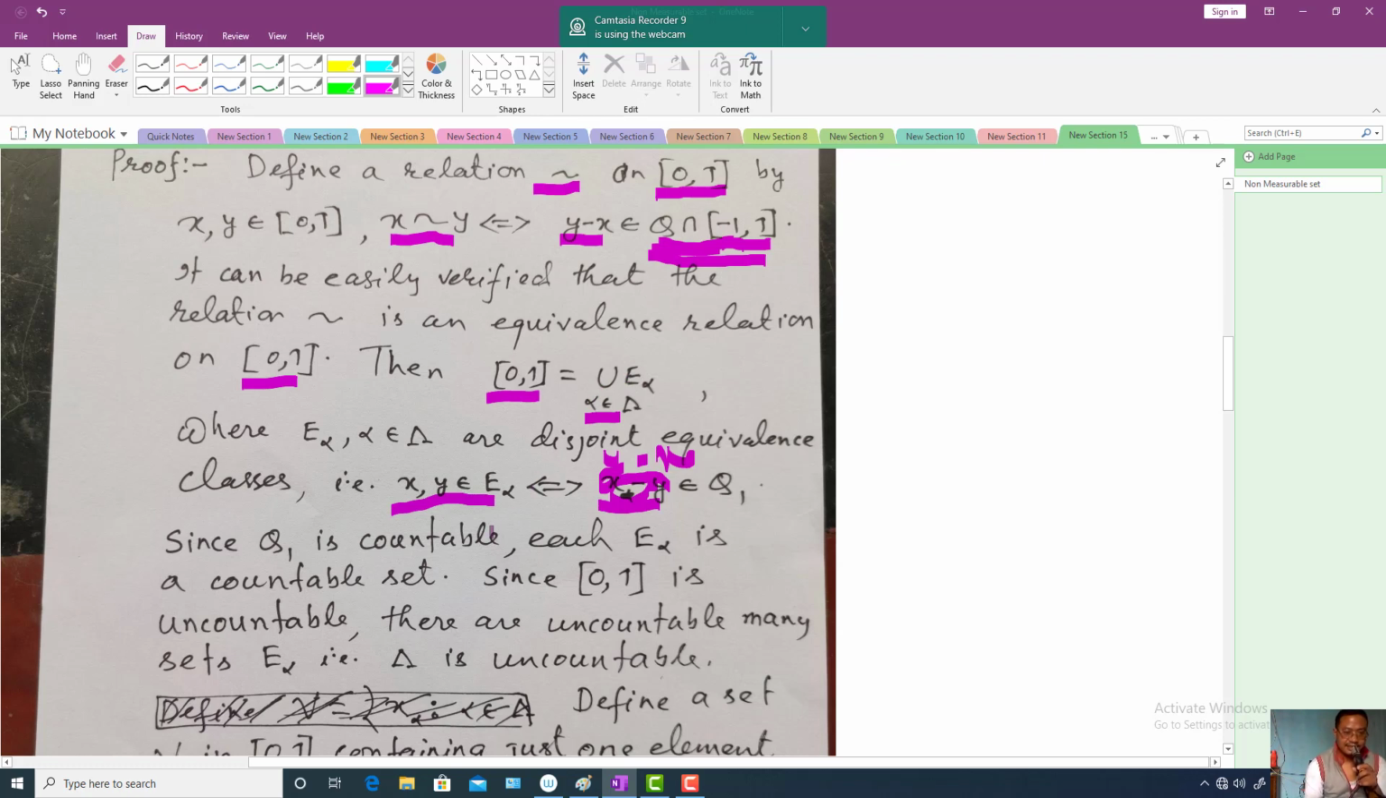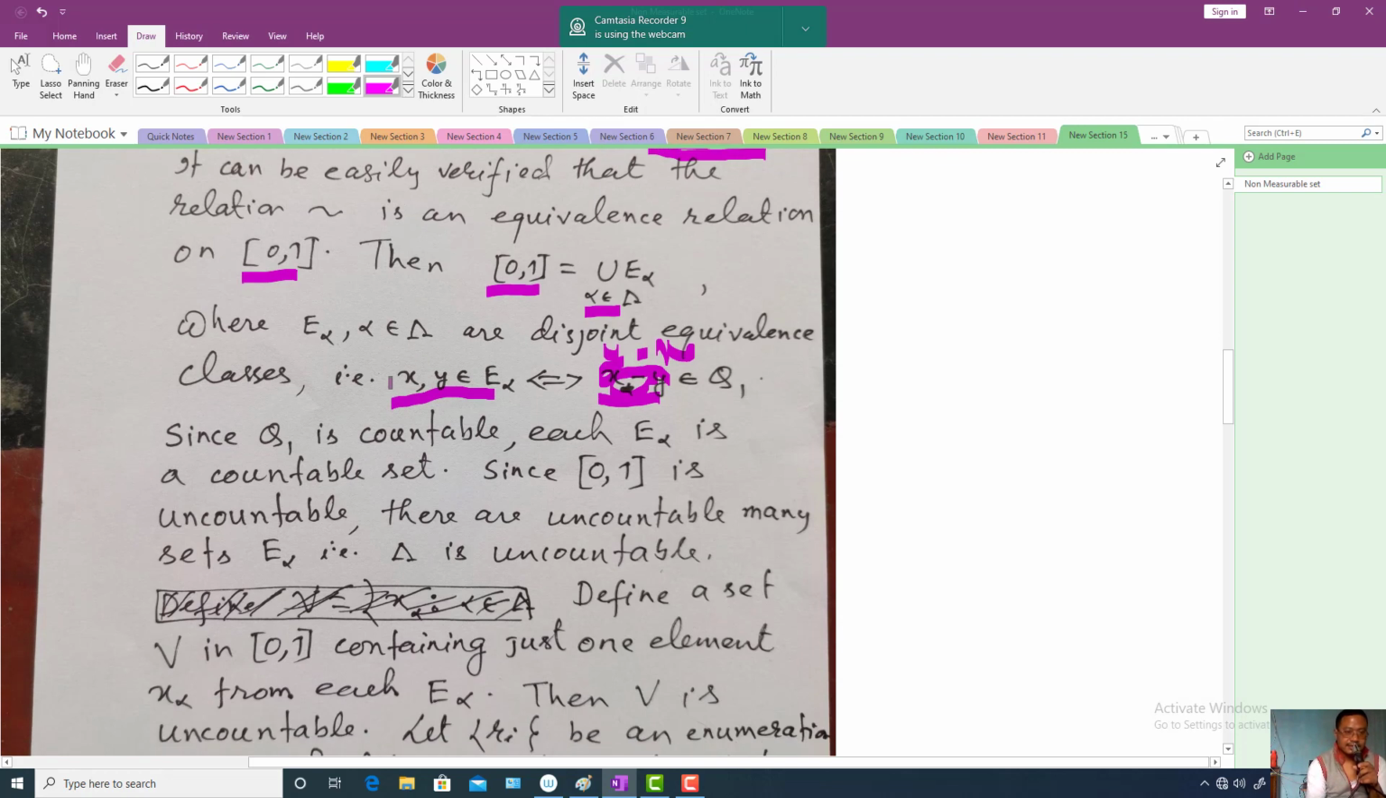Then let us see. You already know that the set of rational numbers is countable. The set of rational numbers between -1 and 1 is also countable. The set q1 is countable. So from this you can easily conclude that E alpha is a countable set, because y minus x belongs to q1. Whenever you take two points x, y in E alpha, their difference is going to be a member of q1. So q1 being countable, E alpha is also countable. So E alphas are all countable sets.